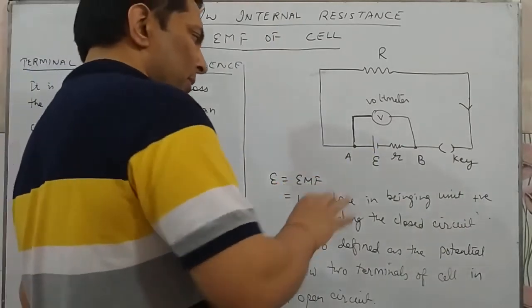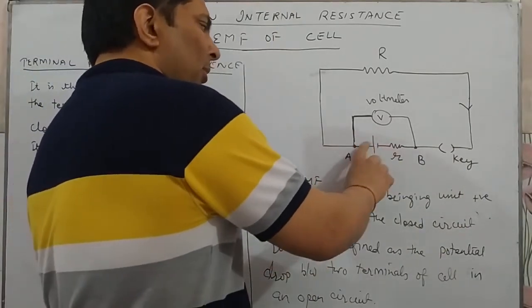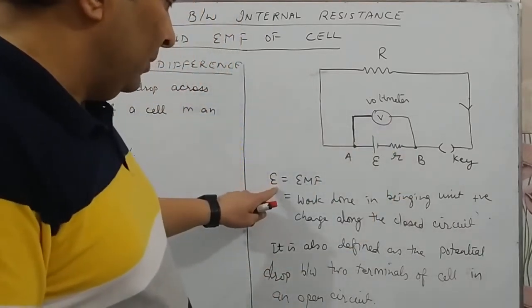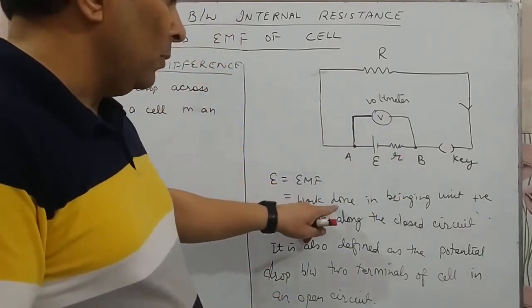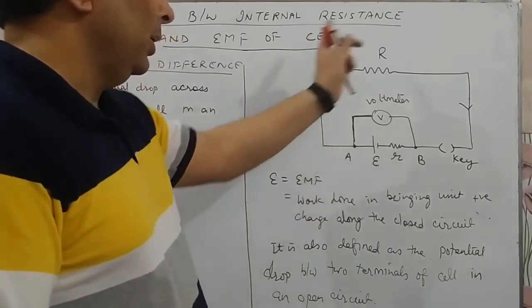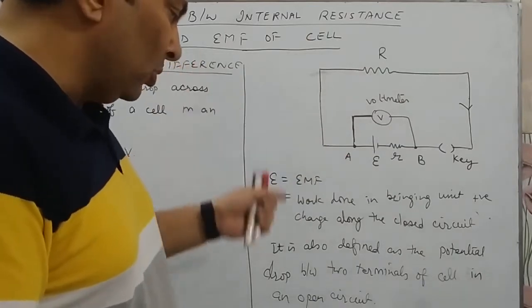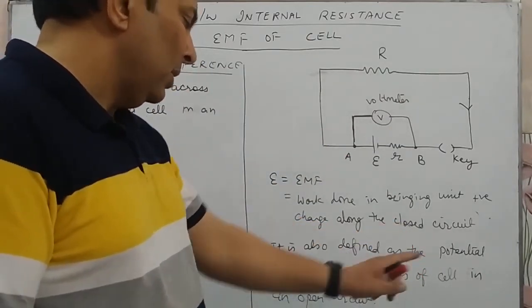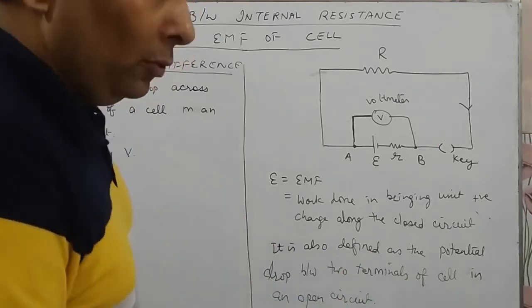the potential drop between the terminals of a cell is called the EMF. Basically, EMF is defined as the amount of work done in bringing a unit positive charge along the closed circuit from here to here. It can also be defined as the potential drop between the two terminals of the cell in an open circuit. Now, what is open circuit?